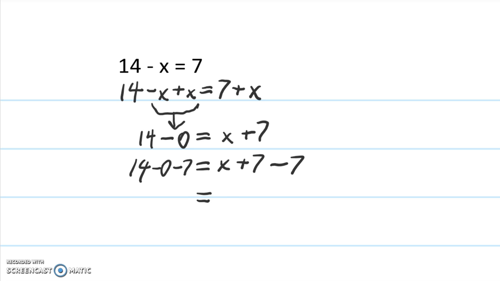Now, on the right side, we just have x left over because this all goes to 0. And on the left side, we have 14 minus 0 minus 7. Minus 0 does nothing, so now we just have 14 minus 7. 14 minus 7 is 7, and we know that x equals 7. We can always substitute it back in, and you can try that right now if you'd like.